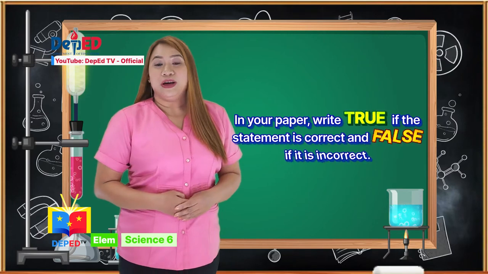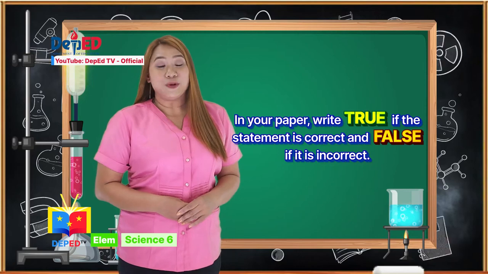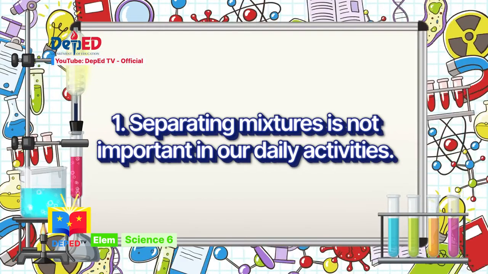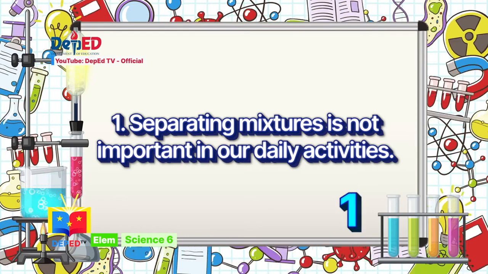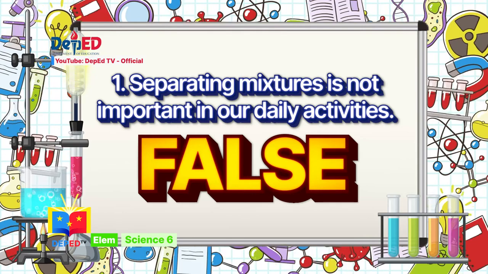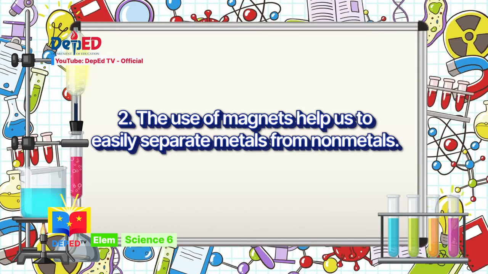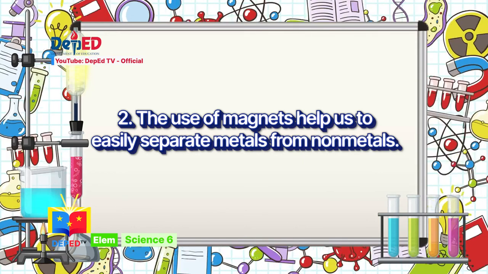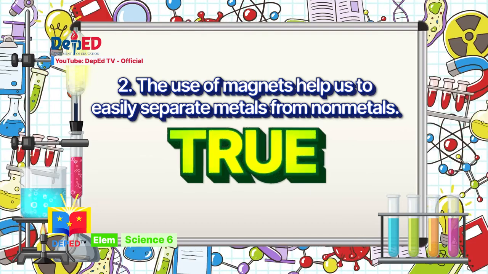In your paper, write true if the statement is correct and false if it is incorrect. Number 1. Separating mixtures is not important in our daily activities. The correct answer is false. Number 2. The use of magnets help us to easily separate metals from non-metals. The correct answer is true.